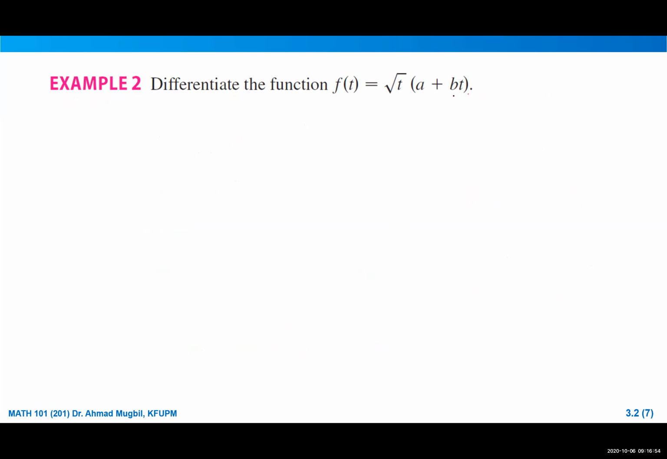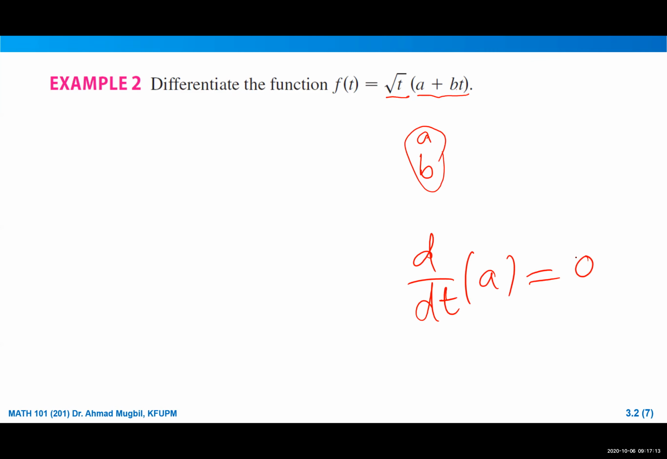Look at this function. You have a product of two functions. And the second function has a plus b t. Here a and b are real numbers, any real numbers. They don't depend on t. So their derivative with respect to t will be 0 if you differentiate a, for example, or b or whatever.